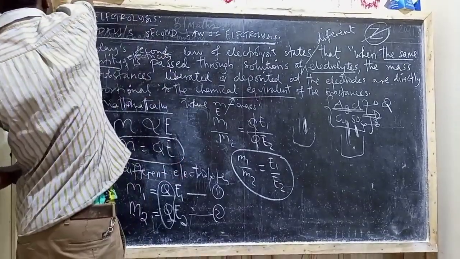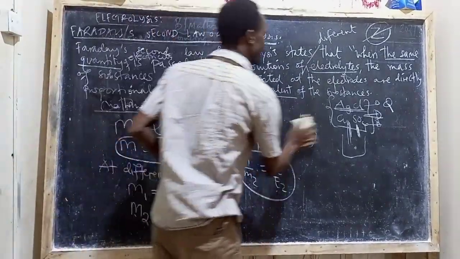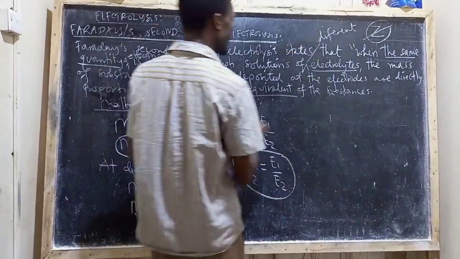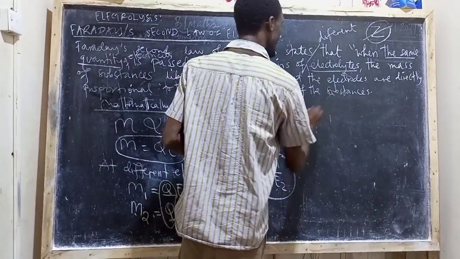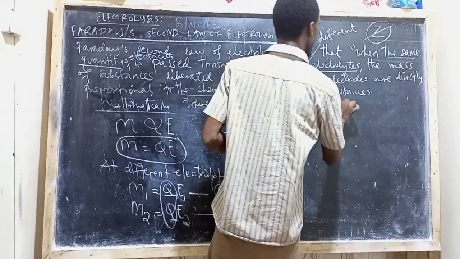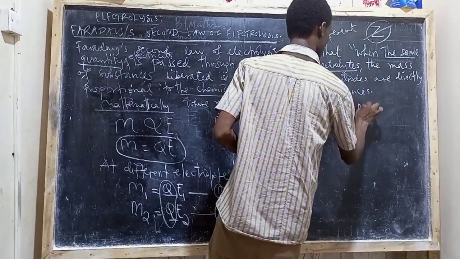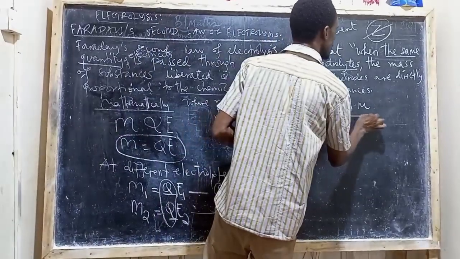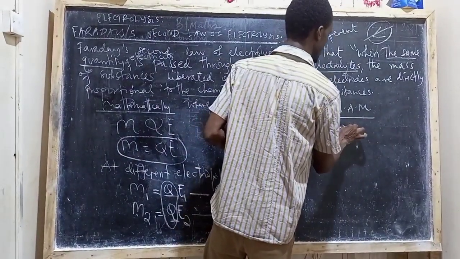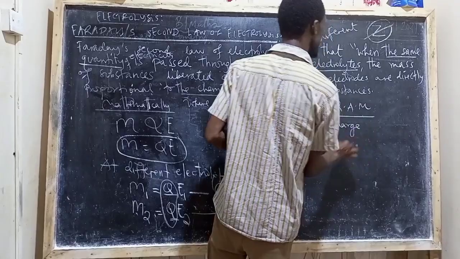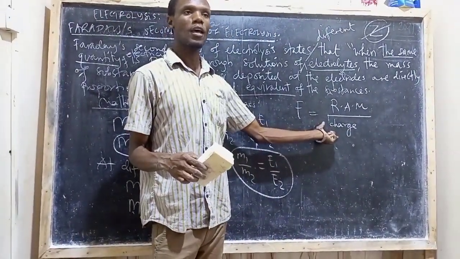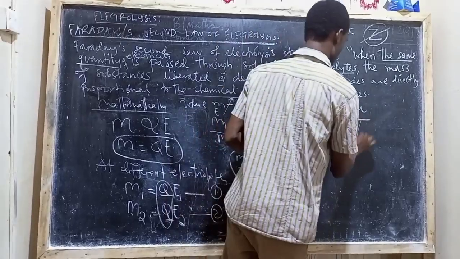But how do we obtain what we call chemical equivalence? The chemical equivalent is taken by looking at the relative atomic mass of an element and its valence or charge. We prefer to use charge here because we are just talking about ions or valence.